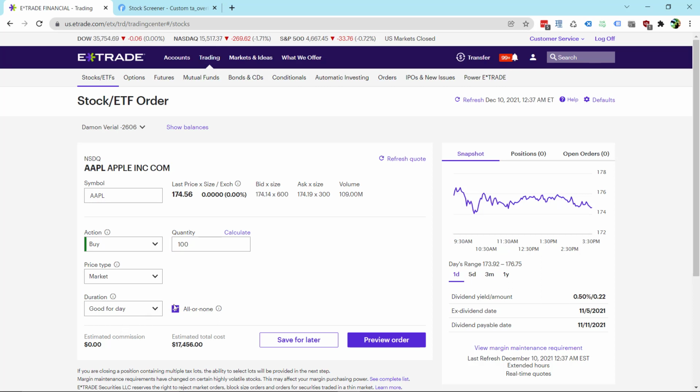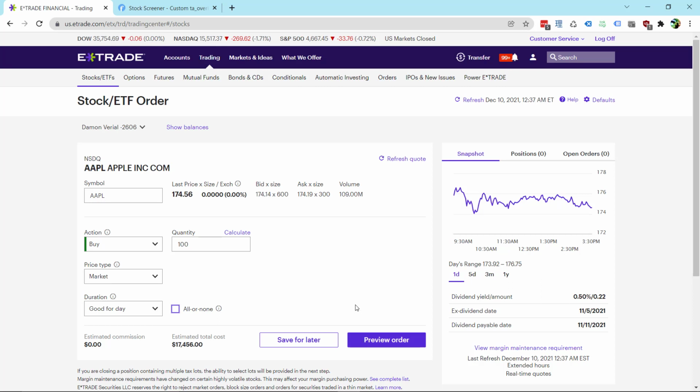If you're okay with getting 99 at that price, and maybe you have to enter another order for that last one, then you don't click all or none. In general, you don't need to click all or none, especially if you're doing a market order. You're almost always going to get your order filled. Click on preview order, and that's it.